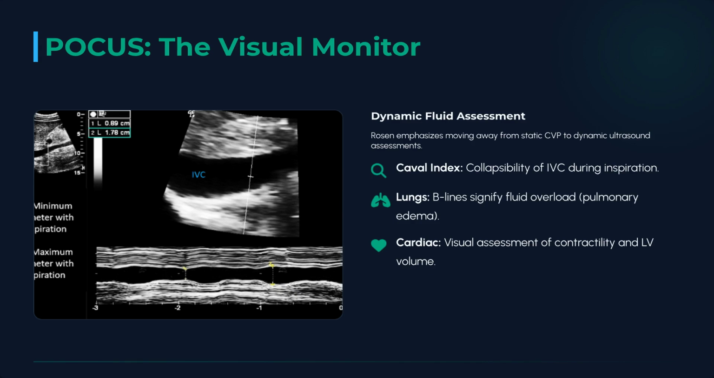Point-of-care ultrasound, or POCUS, serves as a visual monitor, moving away from static central venous pressure measurements. Dynamic fluid assessment includes the Cavell index, assessing the lungs for B-lines, and visually assessing cardiac contractility and LV volume.